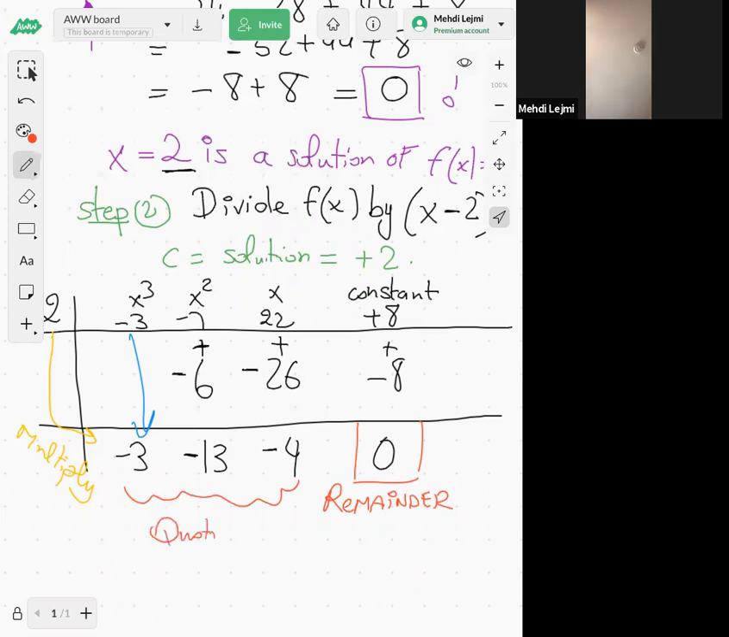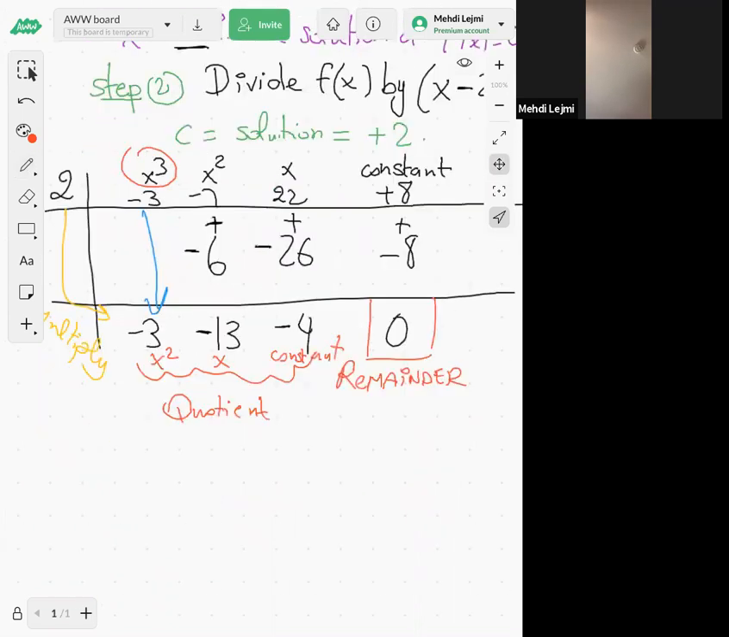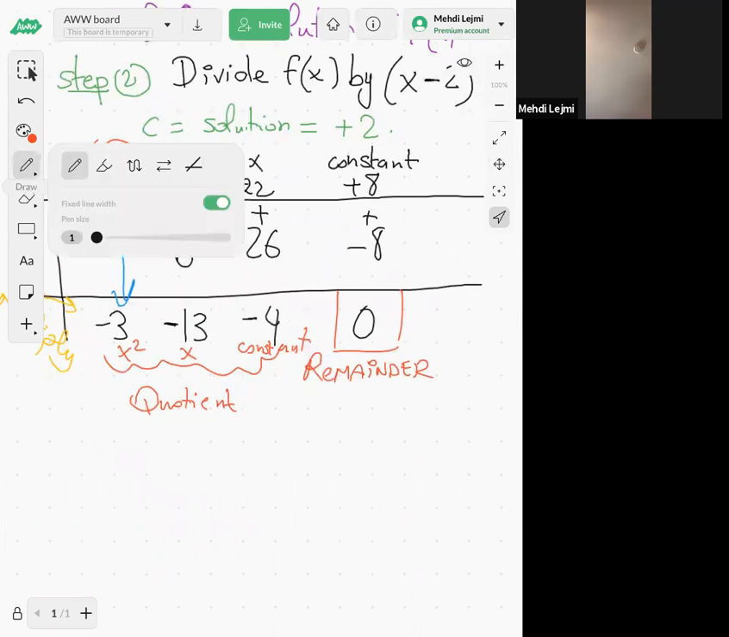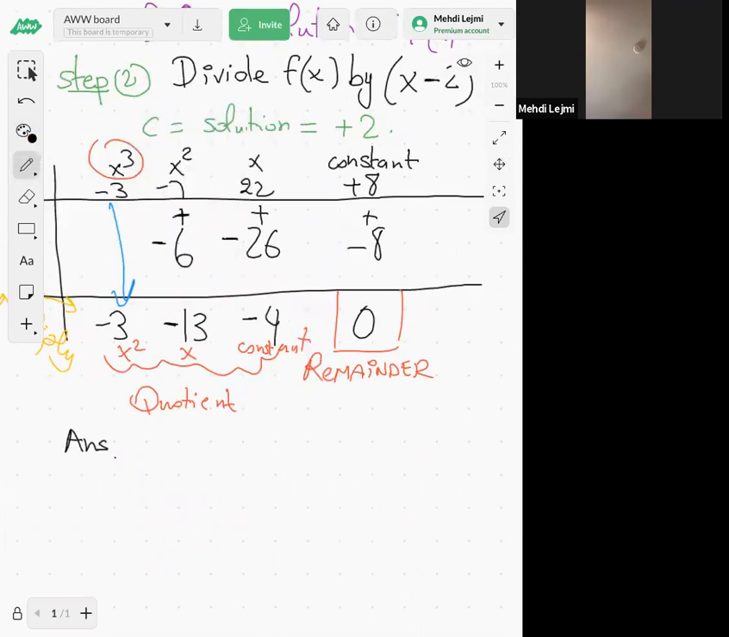And the quotient, guys, again, is 1 degree less. This is x cubed, so here we're going to have x squared, x, and then a constant, right? So just to answer step number 2, the quotient would be negative 3x squared minus 13x minus 4, right?